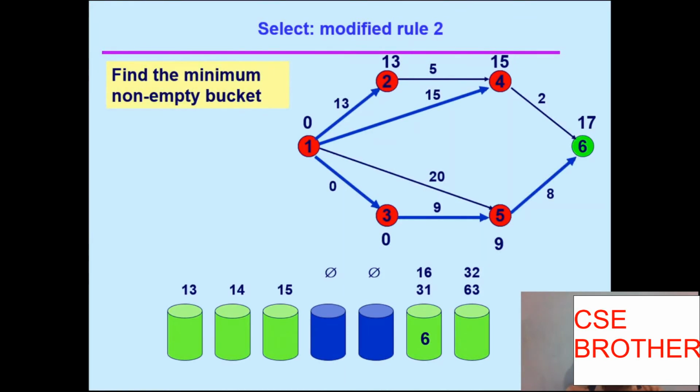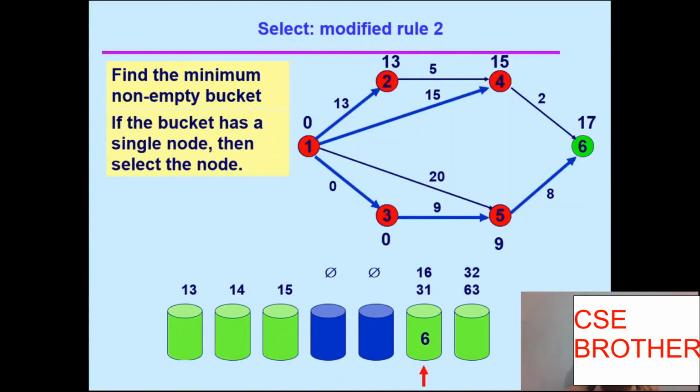Now find the minimum non-empty bucket from left to right. 0th bucket is empty, first bucket is empty, second bucket is empty, third bucket is empty, fourth bucket is empty, but the 5th bucket is non-empty, having node 6. If the bucket has a single node, then select the node.